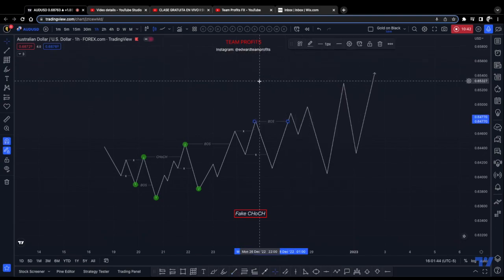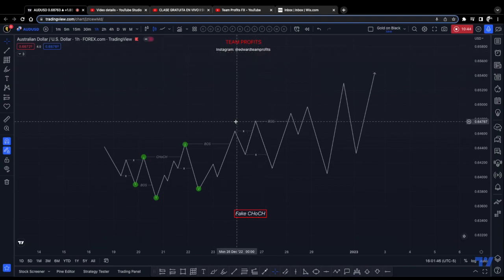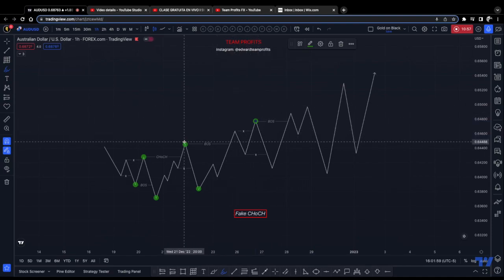Now we do have our BOS at this point. So far, where's my high? My confirmed higher high is this one, not this one. I know that, it makes sense, right? Of course, this high right here is higher than this one, but it's not a confirmed higher high. The confirmed higher high is this one, okay?